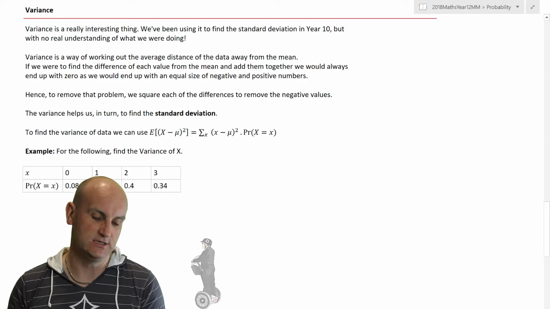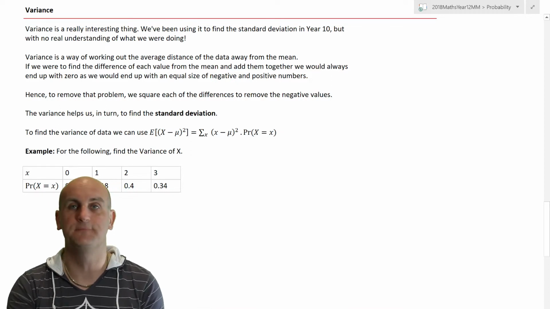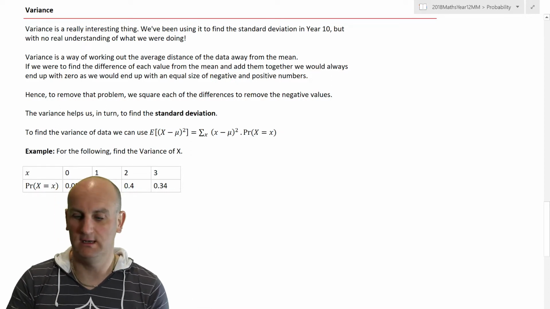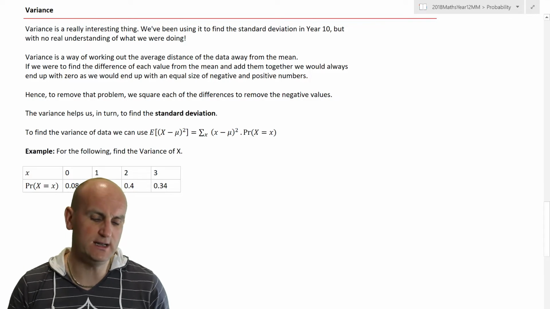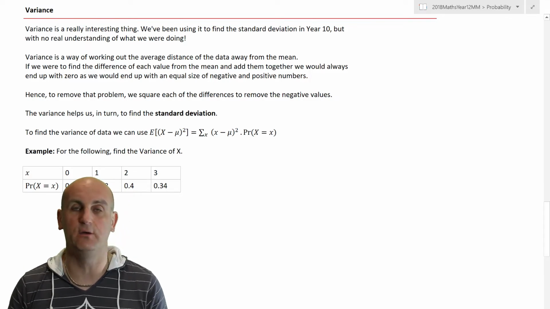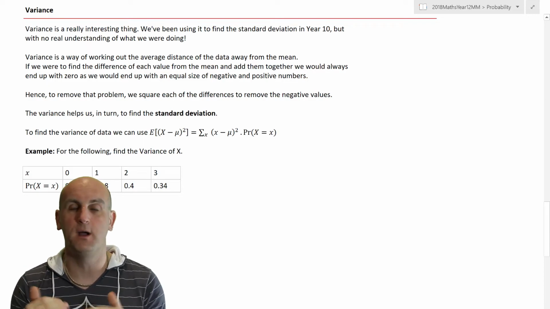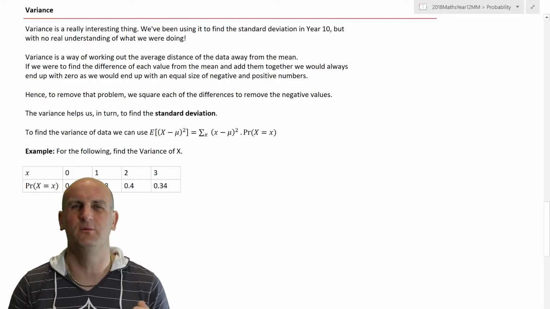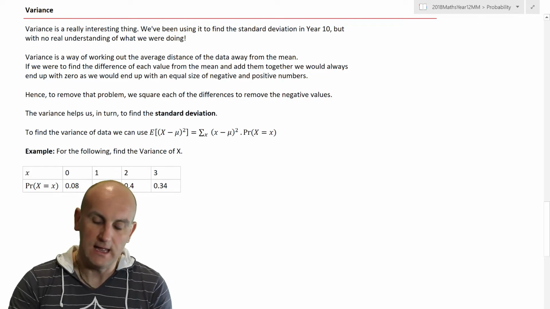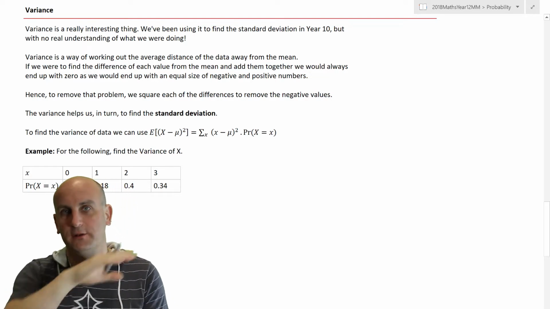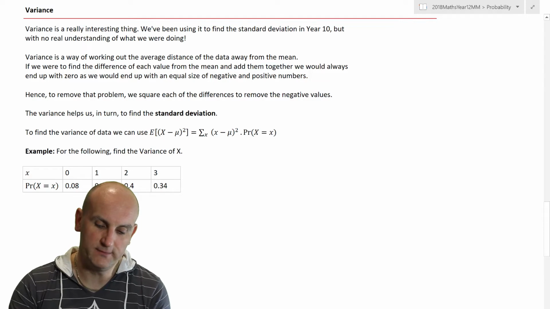Yes, ladies and gentlemen, here is our variance. Now, variance is really interesting because it is a way of working out the average distance the data is away from my mean point. Now, you're going to turn around and say, well, what does that mean? Right. I'm going to draw a graph, but I'm going to draw it horizontally because hopefully this will make sense.